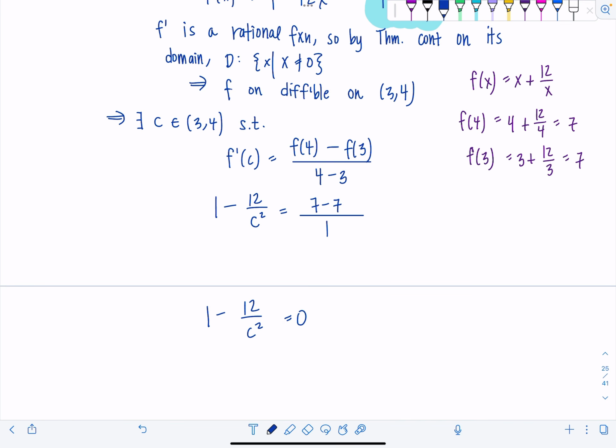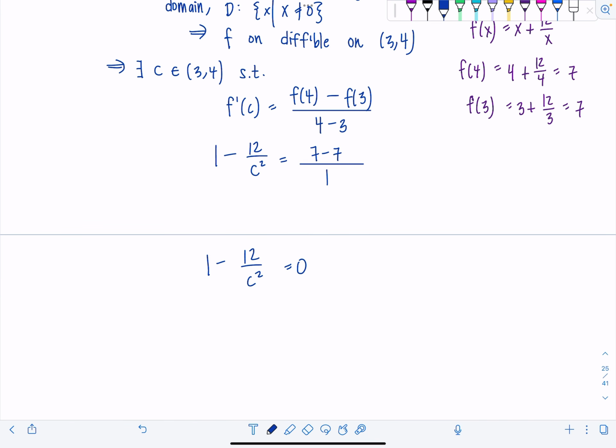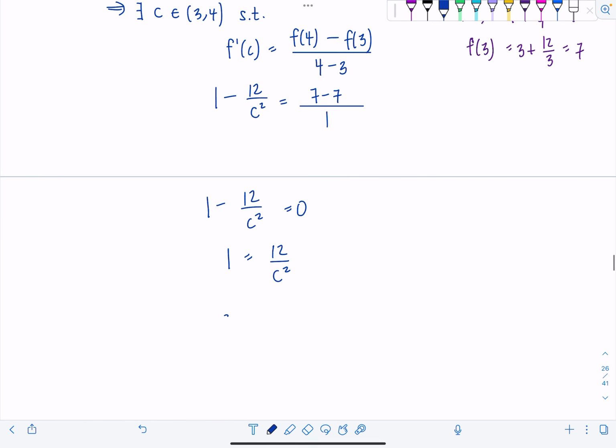So really, if they told us to use Rolle's theorem, we could, right? Because f of a equals f of b. So let's move that 12 over c squared over, multiply by c squared, and then take the square root of both sides. Root 12 simplifies to 2 root 3.